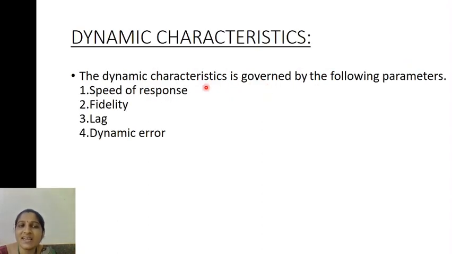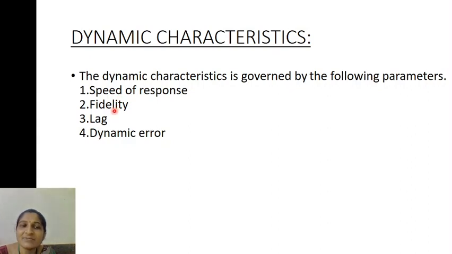Coming to the dynamic characteristics, they are governed by the following factors: speed of response, fidelity, lag, and dynamic error. Dynamic characteristics depend upon time; they vary with respect to time. Speed of response is how fast you observe the response.